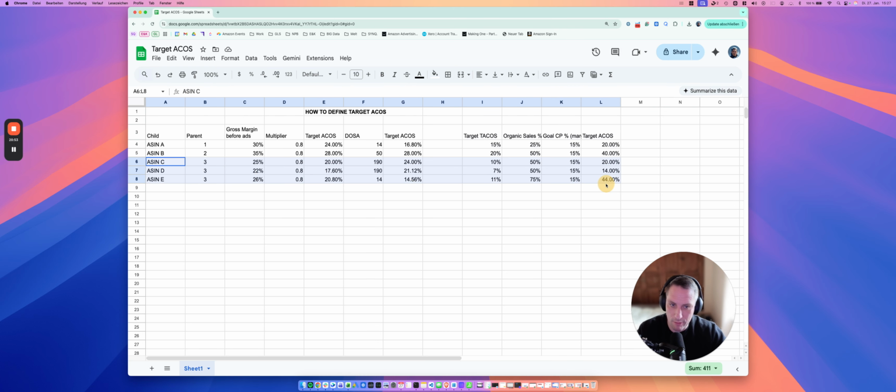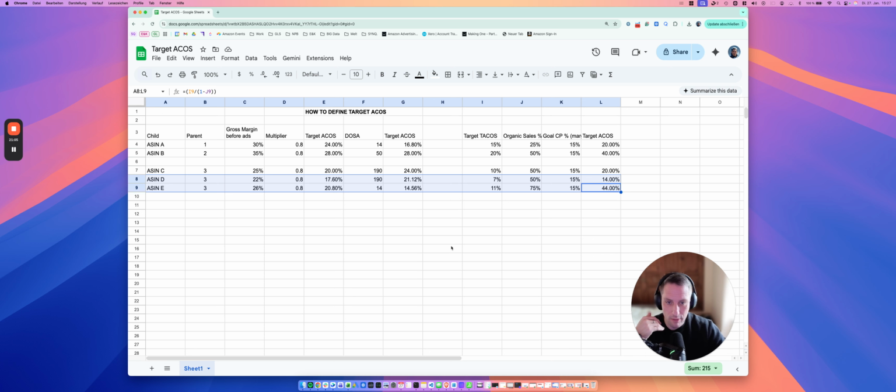that this is a parent, and not all of the children are selling equally. Maybe one is driving the ads and these others are not driving any ads, and they're just benefiting. So for a parent, you might want to do this calculation not on a child level, but on a parent level. So you want to look at your parent target TACOS, your parent target goal CP, the average organic, and then you'll get a target ACOS for the parent. And you want to apply this to all the children, for example.